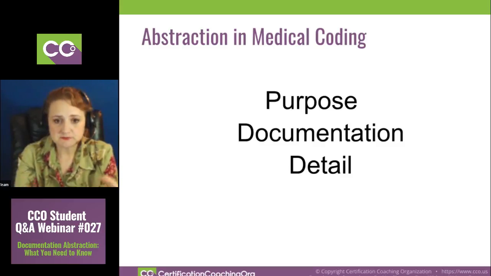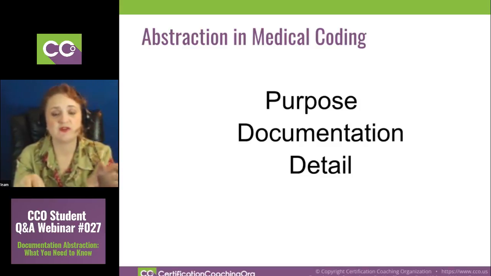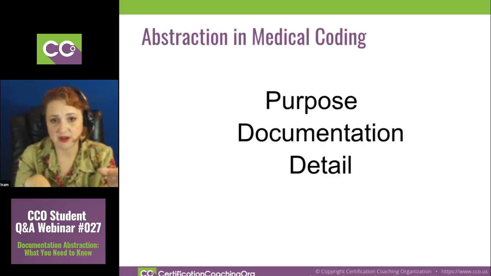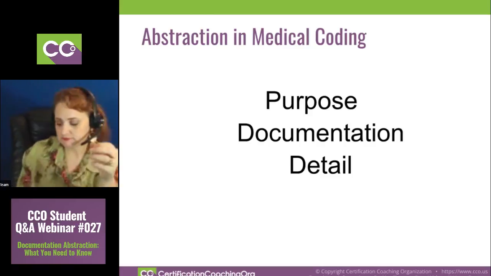And again, we have to ask ourselves when we get ready to abstract, what's the purpose? Are we doing it for risk adjustment? What documentation? Okay, so an op report looks a whole lot different than an H&P. And we expect to find different information, meaning we can get a diagnosis off an op report, but off an H&P, we're going to find all of those comorbidities from a risk adjustment standpoint, right? And then attention to detail.